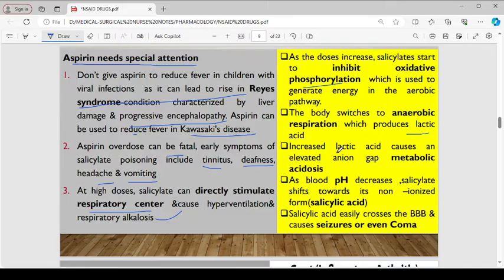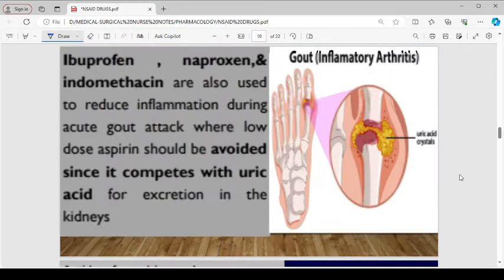So increased lactic acid will cause an elevated anion gap, resulting in a condition that we refer to as metabolic acidosis. So as the pH decreases because of the acidosis, salicylate now will shift towards an ionized form, which is salicylic acid. And this salicylic acid can easily cross the blood-brain barrier, causing seizures and even coma in patients.